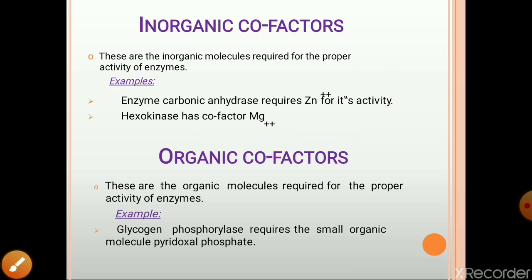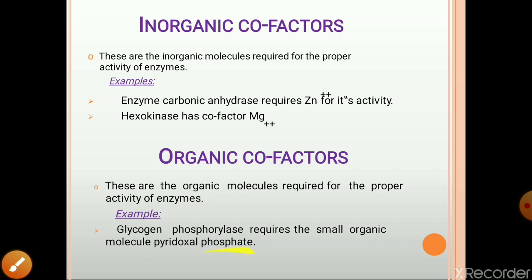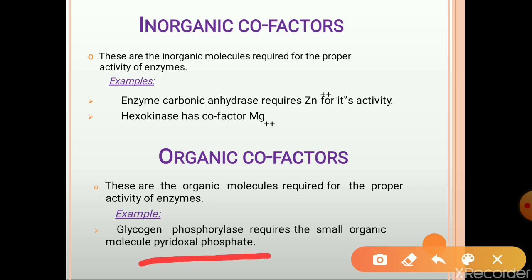Organic cofactors are organic molecules required for the proper activity of the enzyme. For example, glycogen phosphorylase requires a small organic molecule, pyridoxal phosphate. Glycogen phosphorylase is an enzyme involved in glycogenolysis, which means glycogen breakdown. It is the rate limiting step of the glycogen breakdown or glycogenolysis cycle, and it requires a cofactor called pyridoxal phosphate. Glycogenolysis breaks down glycogen and converts it into glucose when the blood glucose level is low.